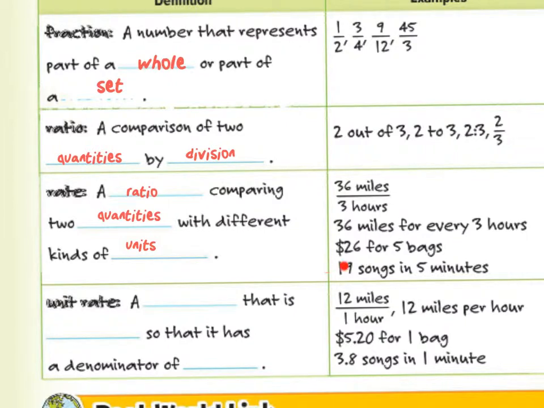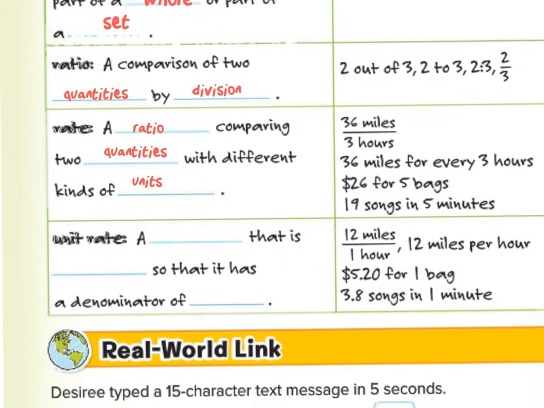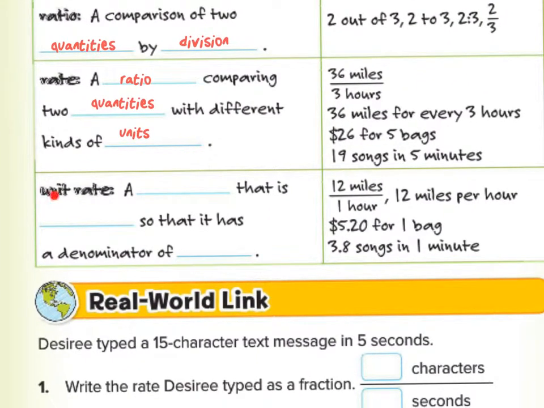A rate could also be money for an item. $26 for 5 bags. Those are two different units. Money and bags are different units. 19 songs in 5 minutes. Again, this is comparing how many songs took place in 5 minutes. That would be considered a rate. A rate of pay. When you go work somewhere, you're going to receive a rate of pay. That means you're going to receive a certain amount of money per hour. That's your rate. And then finally, unit rate.